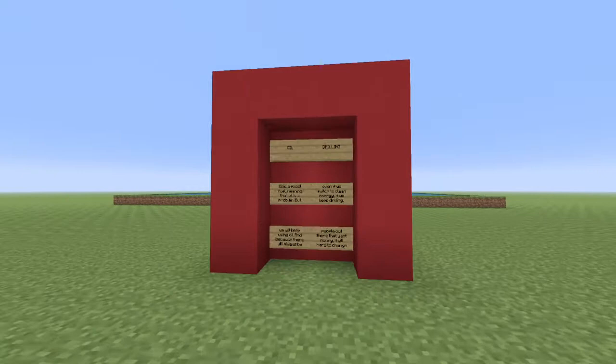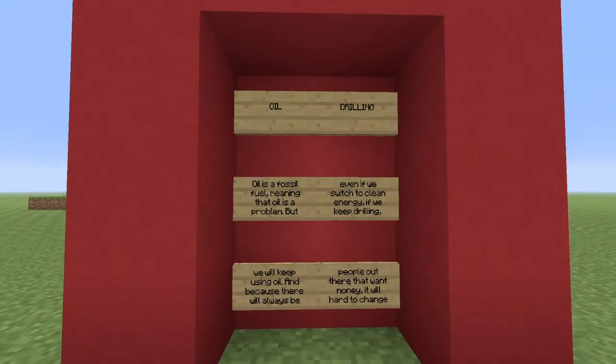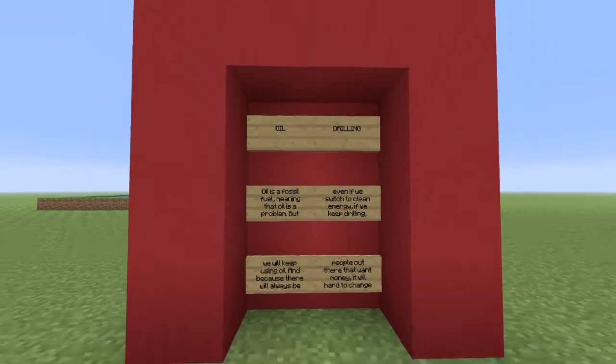Then we have oil drilling. Oil is a fossil fuel, meaning that oil is a problem. But even if we switch to clean energy, if we keep drilling, we will keep using oil. And because there will always be people out there that want money, it will be hard to change our ways.